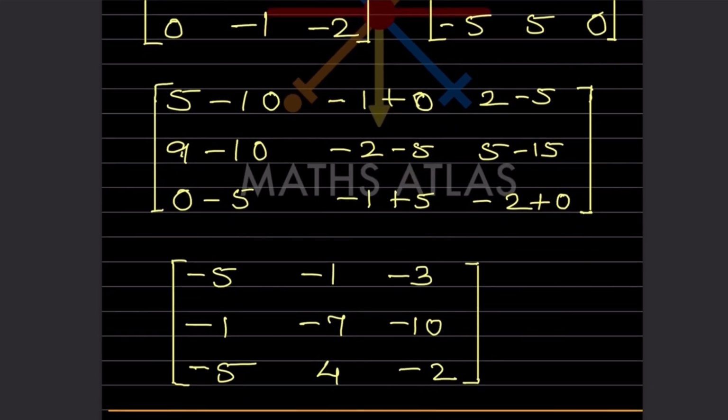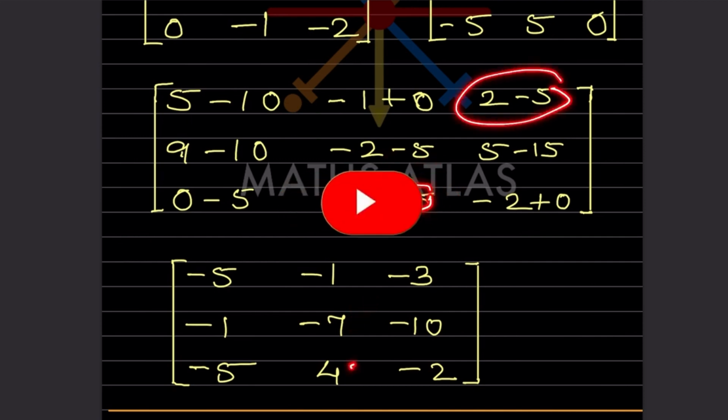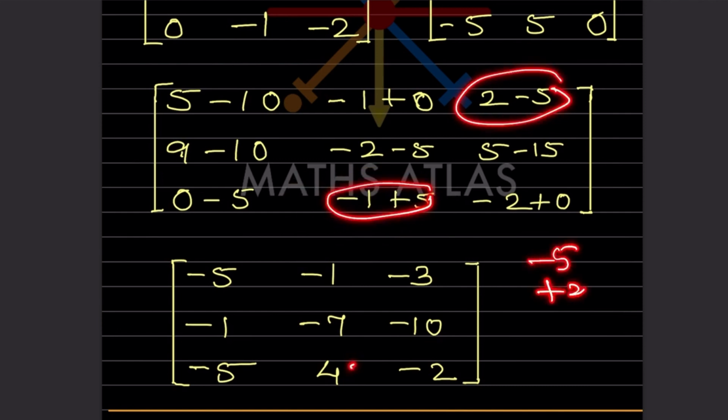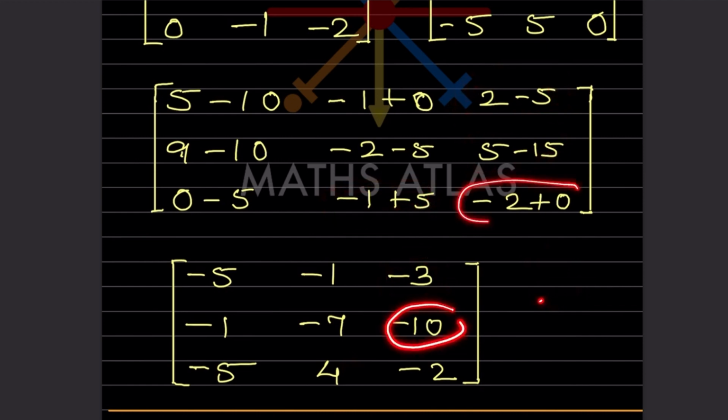So now what you can see, minus 5 minus 10 means minus 10 plus 5, that will be minus 5. Minus 10 plus 9 is going to be minus 1. Minus 2 minus 5, we have to write the negative sign. Plus 5 minus 1, that will be plus 4. Minus 5 plus 2, that will be minus 3. Minus 15 plus 5 is going to be minus 10, and this is minus 2. So this is the answer.